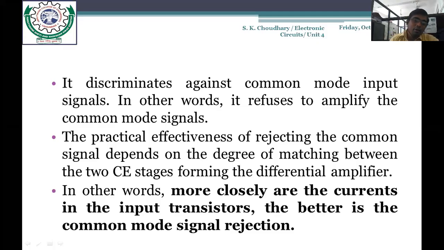So in other words, the more closely matched the currents in the input transistors, the better the common mode signal rejection. We are using the two transistors Q1 and Q2. If the currents flowing in Q1 and Q2 are perfectly matched, it is a better way to reject the common mode signal. And this is expected: your design of the op-amp or differential amplifier should reject the common mode signals, because they are not required here.